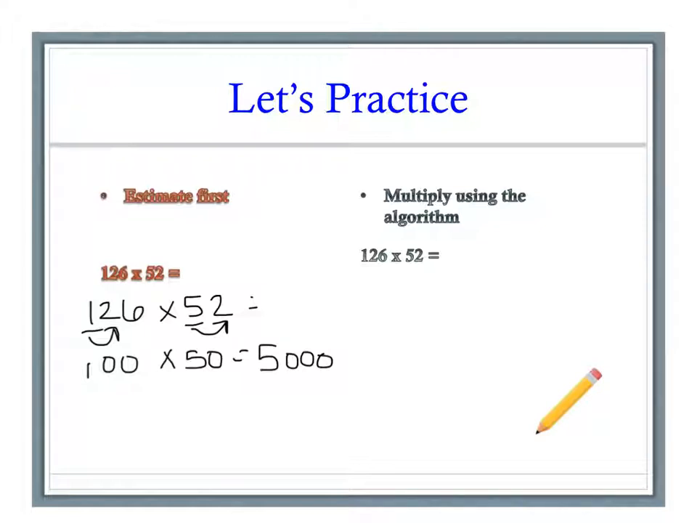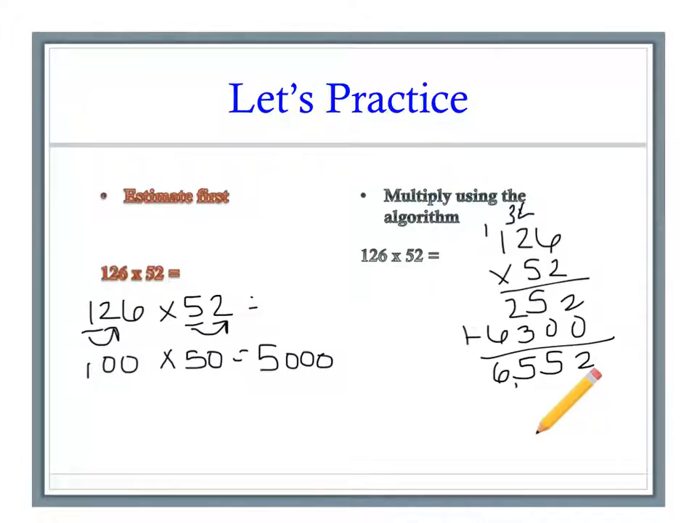Now, let's try to actually multiply 126 times 52 and see what you get. Pause the video while you try this in your notes now. Let's see how you did. When you multiply 126 times 52, you should get the product 6,552. Though this isn't super close to 5,000, we would expect our actual product to be larger than our estimate because we rounded 126 and 52 down when we did our estimate.